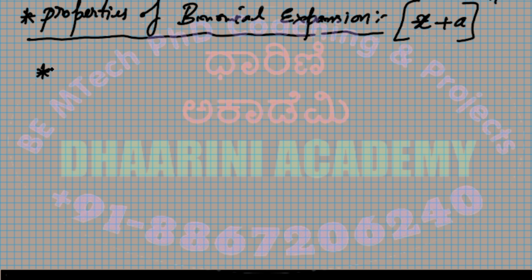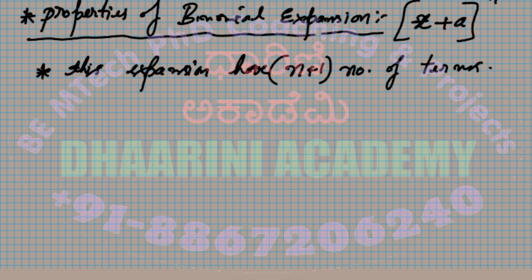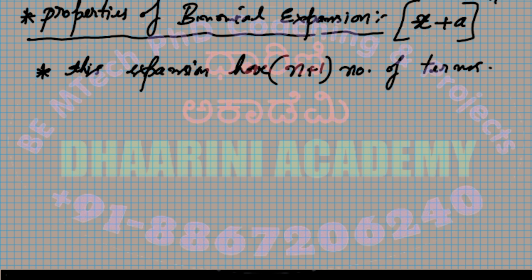So the first and foremost property of this expansion is that it is going to have totally n plus 1 terms. This expansion will always have n plus 1 number of terms. Right. So we always have, we also can use the property like this.